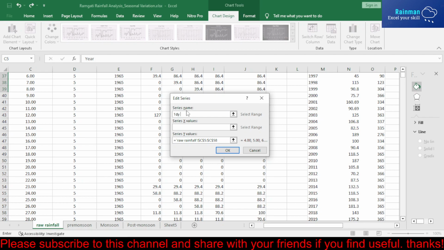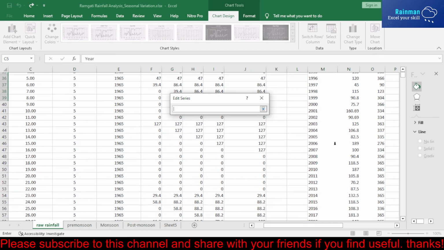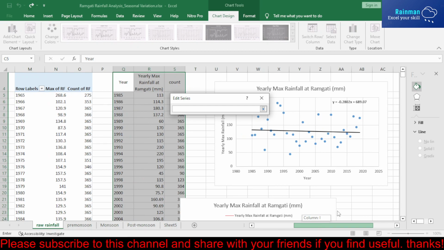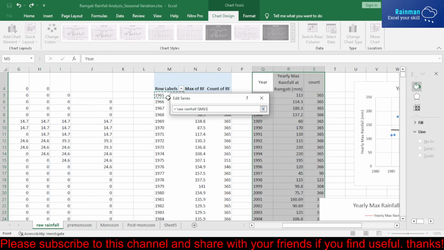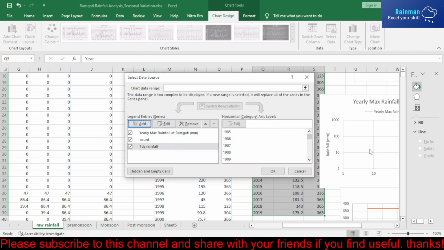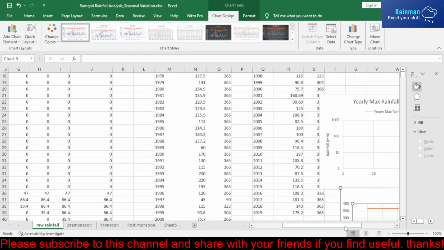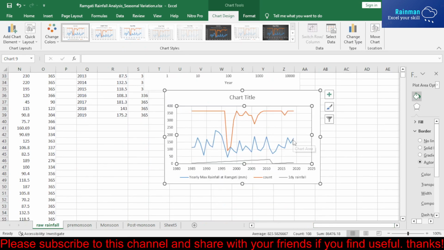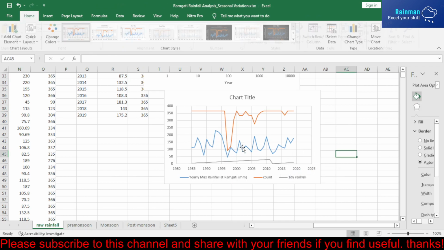Series name, this is one day rainfall. You can set the x-axis also, no problem. If you don't, it will work. This is my y-axis. Now see, another curve in the lower portion has just been added on the same graph paper.